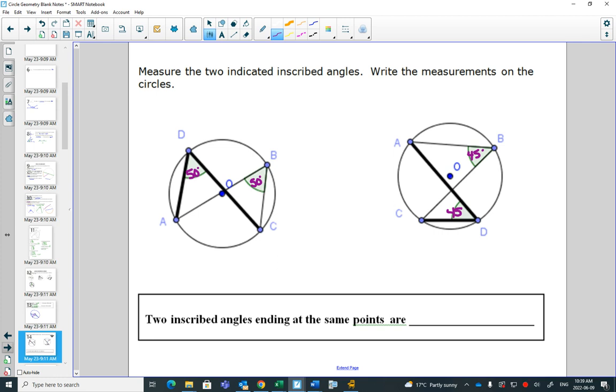How did I just know that? I just knew. Two inscribed angles ending at, here's the key, the same endpoints. So do you see that both of these have these as the endpoints? They are equal.